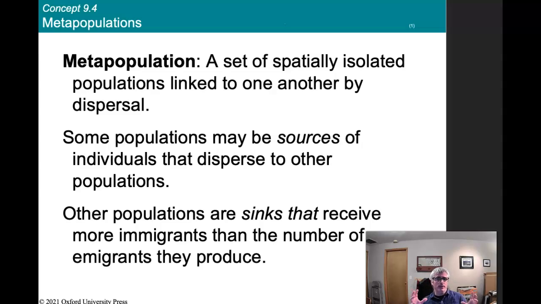And so metapopulations are a set of isolated populations linked by dispersal. Some populations can be sources, and others are sinks. Sources disperse, export immigrants to other places, and sinks receive more immigrants than they produce immigrants. And so at sinks, individuals come there; at sources, individuals leave.